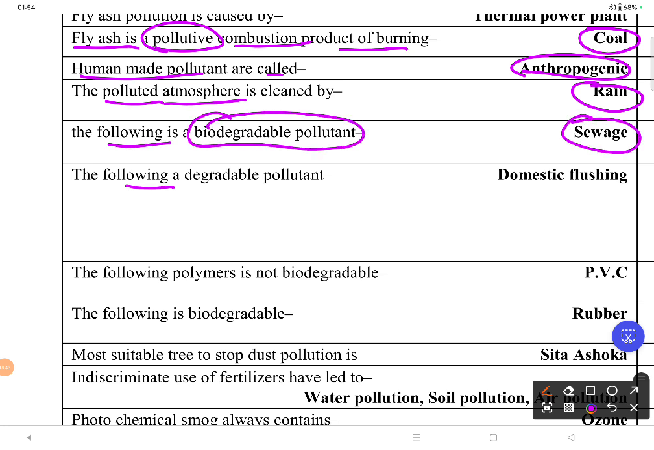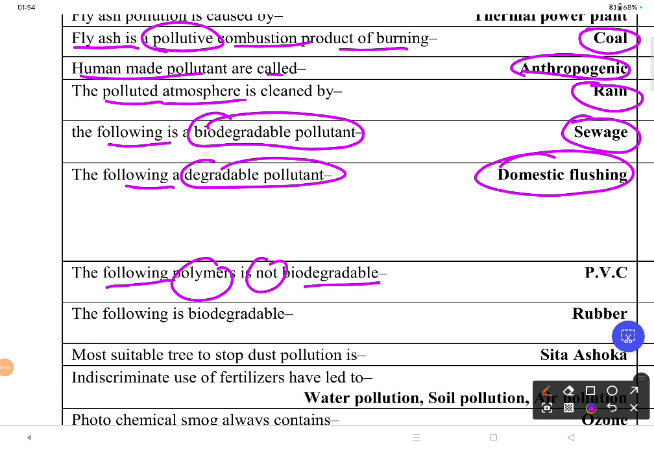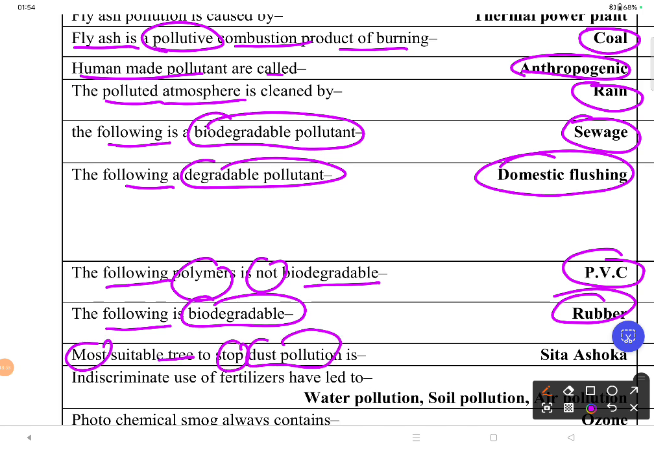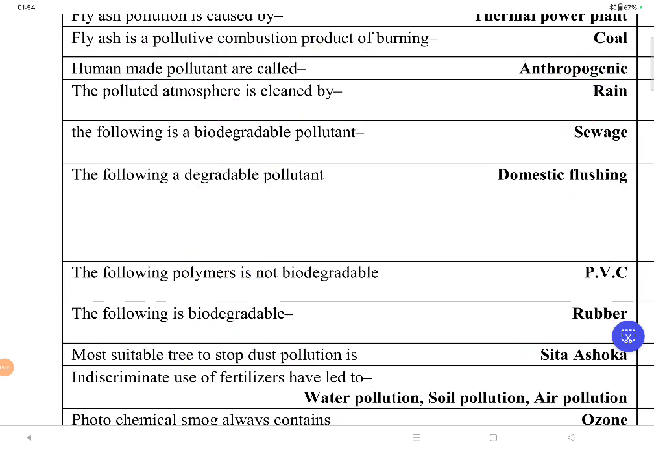The following is a degradable pollutant: domestic flushing. The following polymer is not biodegradable: PVC. The following is biodegradable: rubber. The most suitable tree to stop dust pollution is Sita Ashok.